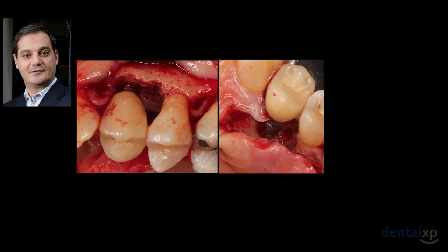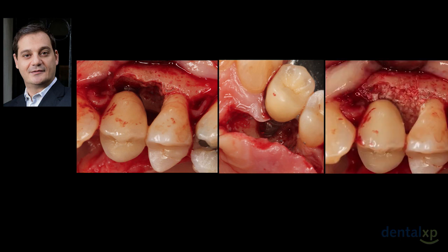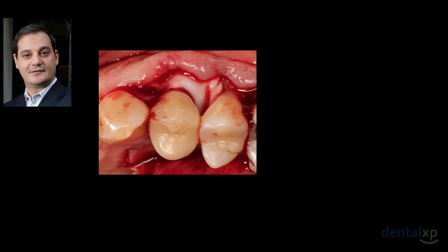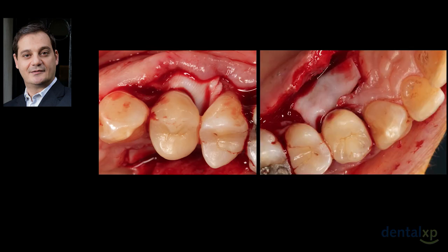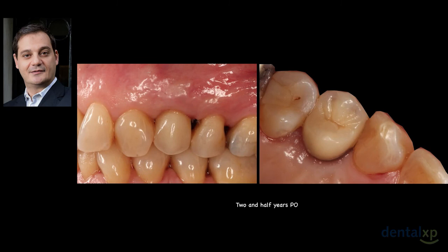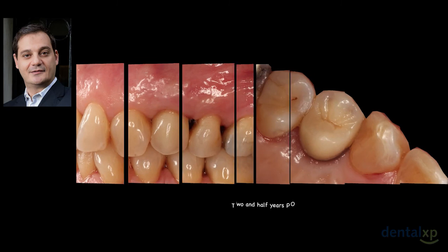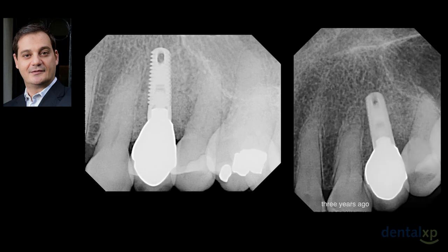We polished the surface via implantoplasty, and then I placed the allograft and covered it with a pericardium membrane, and the flap was closed. And this is a 2.5 year post-op clinical view, and that is the follow-up of a 3 years radiograph. The one on the left is after the graft immediately, and this is a 3 years follow-up X-ray.